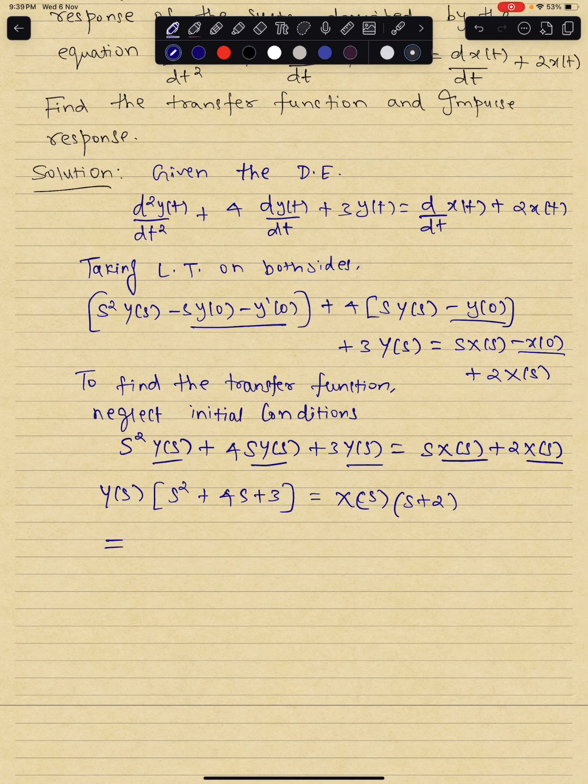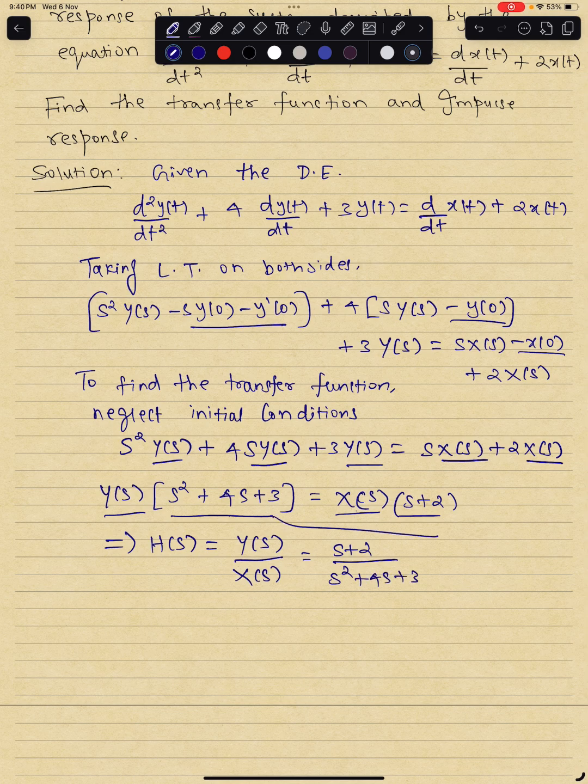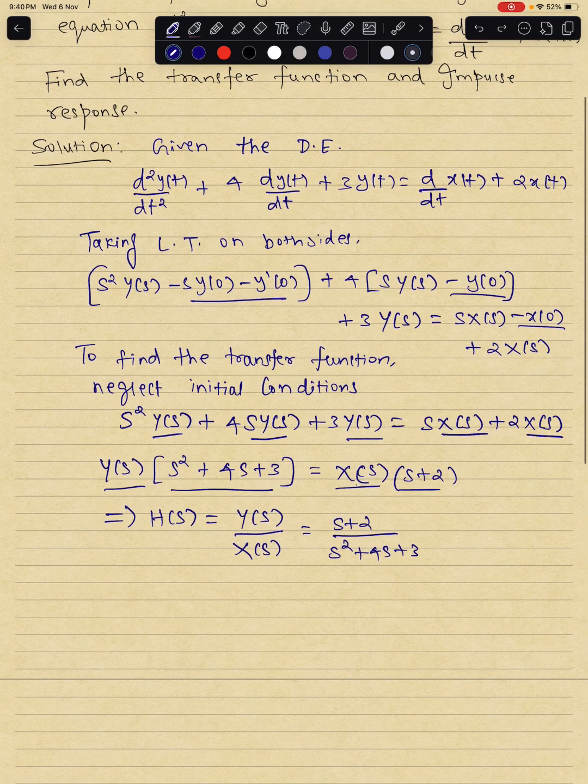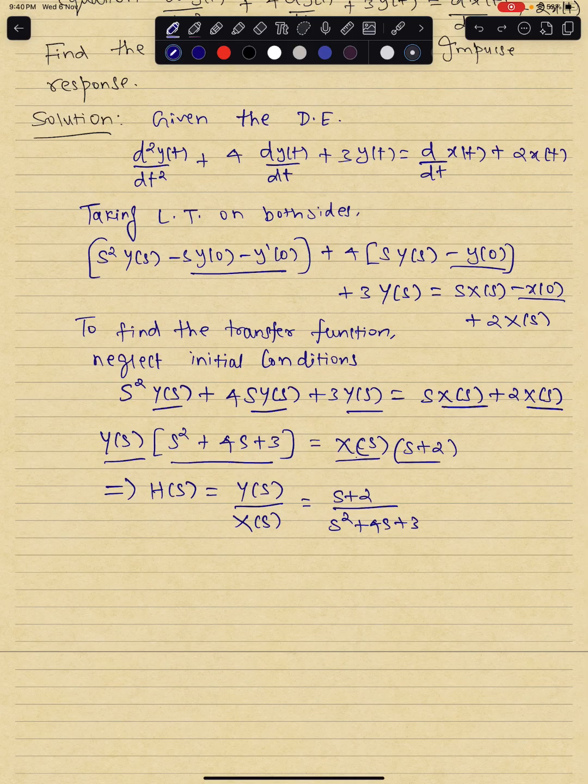So from this we'll get H of s, which is the system transfer function, which is nothing but Y of s by X of s. So here we pull this X of s to the denominator on the Y of s side. This term, s square plus 4s plus 3, we pull to the denominator on this side. So I'm just pulling this side, I'm just pulling this side. Okay, so that is how we are getting it like this. I hope this is clear for you. And so this is the system transfer function.